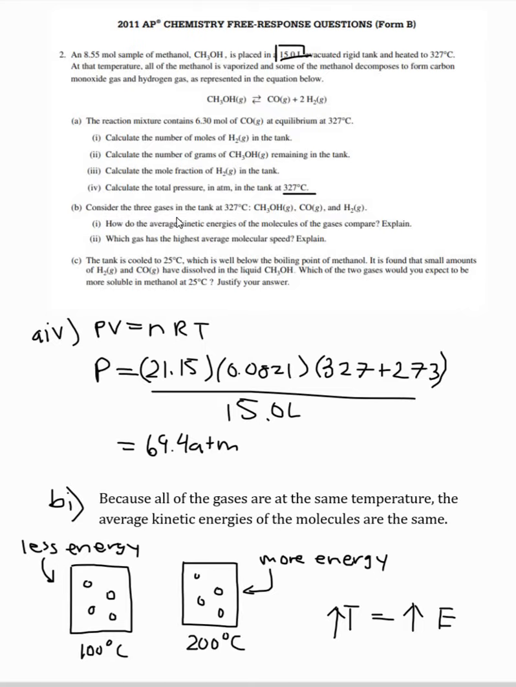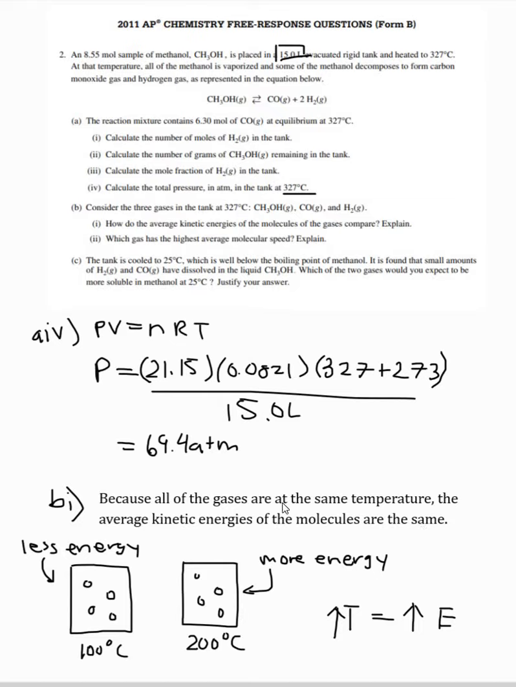Now for part B I, it says consider the three gases in the tank at 327 degrees Celsius. We have CH3OH, CO, and H2. So how do the average kinetic energies of the molecules of the gases compare? And explain. So because all the gases are at the same temperature, the average kinetic energies of the molecules are also the same.